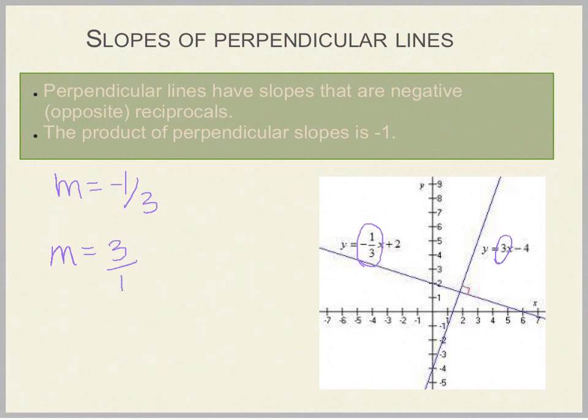We can see that 1/3 and 3 over 1 are reciprocals, and the opposite or negative part comes because the slope of our first line is a negative 1/3. The opposite of that then is a positive. We can also know that perpendicular lines have slopes where the product is a negative 1. So we can take a negative 1/3, multiply that by 3, and see that those slopes do multiply to a negative 1. These perpendicular lines also form a right angle.